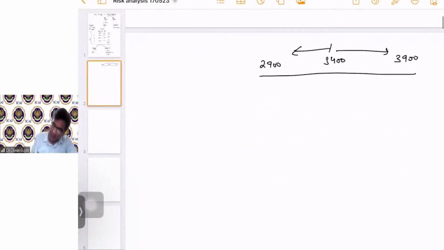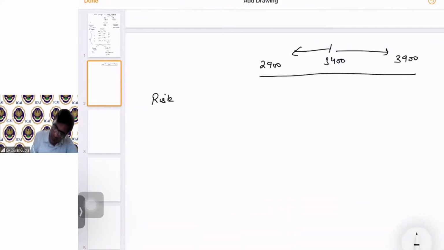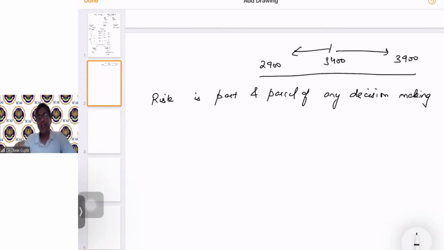Since risk is part and parcel of any decision making, whichever decision you take is going to be inherent in those cash flows. Thank you, Shubham. And hence, now let us connect it back to our capital budgeting.